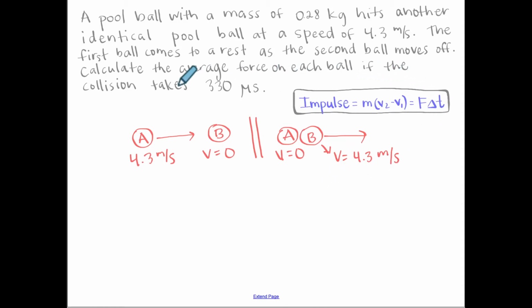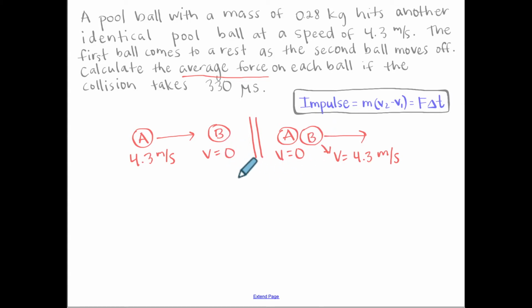So what this is asking us is to find the average force on each ball. Newton's third law says that for every action there is an opposite and equal reaction. So because these balls both have the same mass, the force that A applies to B is going to be equal to the force that B applies to A. So we just need to figure out the force for one of the balls, and then it will be the answer for both. So let's look at the second ball, ball B.